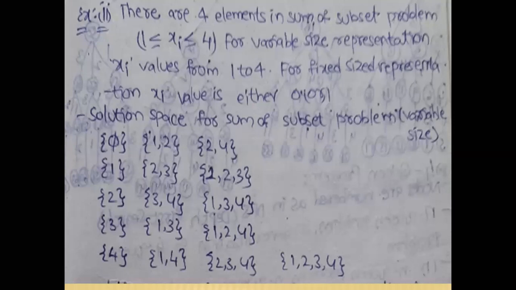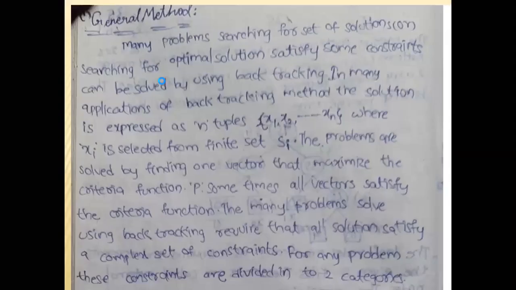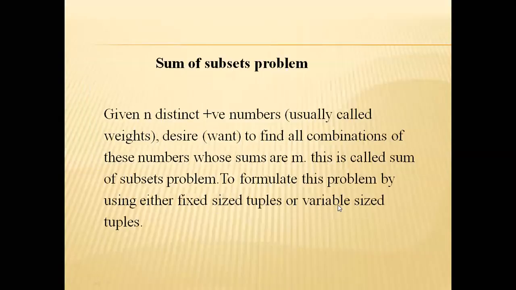Next, suppose in the sum of subsets problem there are four elements, so the value of x of i lies between 1 to 4. For variable representation, yesterday we explained that the solution is represented by fixed size representation and variable size representation. Fixed size means the tuple size is fixed, that is, every solution has a fixed number of elements. Variable size tuple means every solution has a variable number of elements.